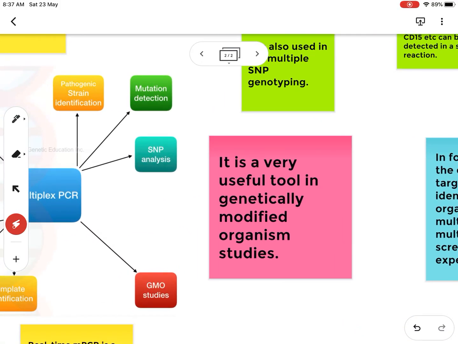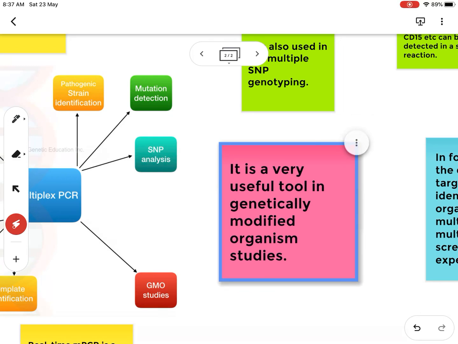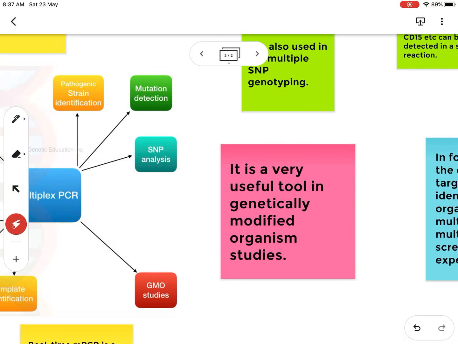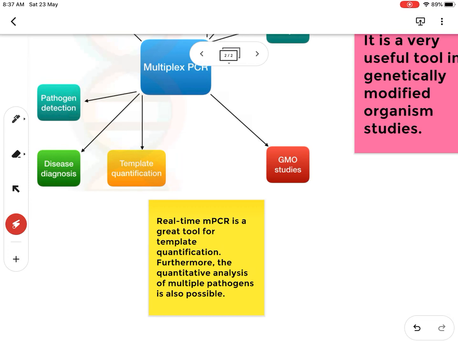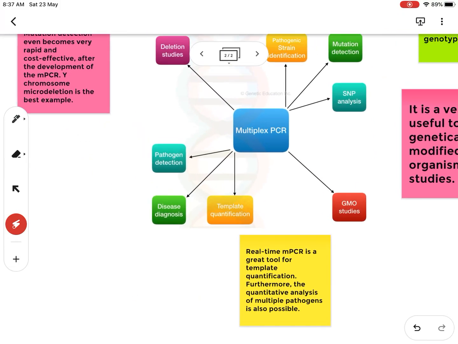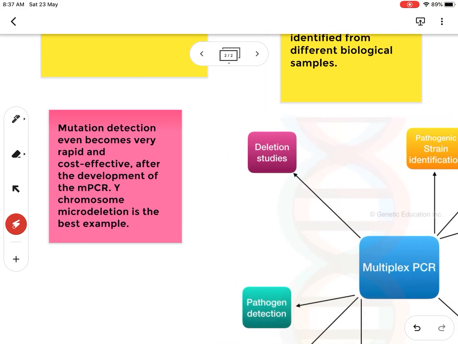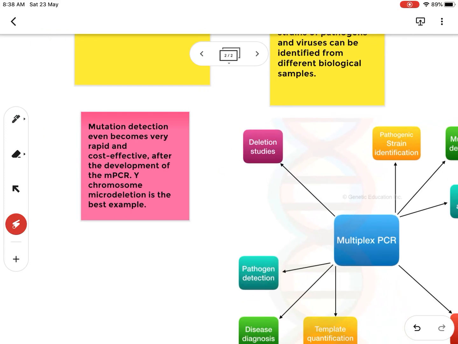So it is also a very useful tool in the genetically modified studies, so that is GMO studies. And in template quantification also it is used. So real time multiplex PCR is a great tool for template quantification. Furthermore, the quantitative analysis of multiple pathogen is also possible. And in deletion studies, so mutation detection even becomes more rapid and cost effective after the development of multiplex PCR.